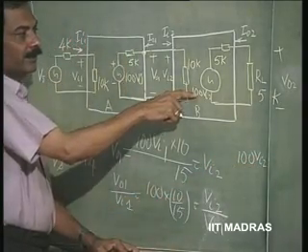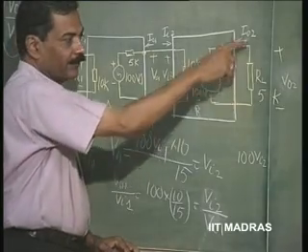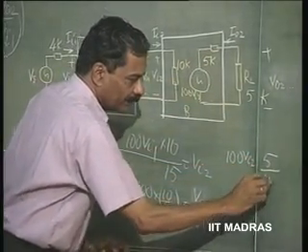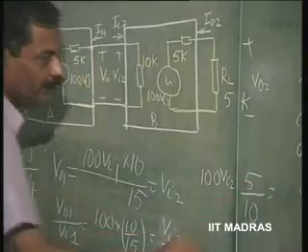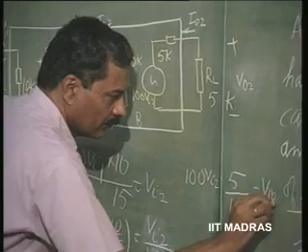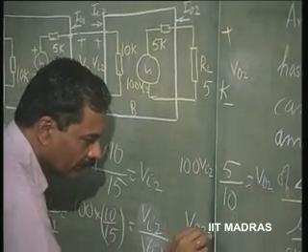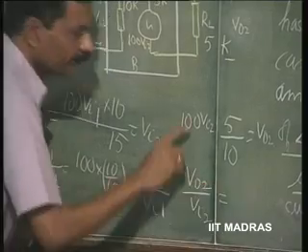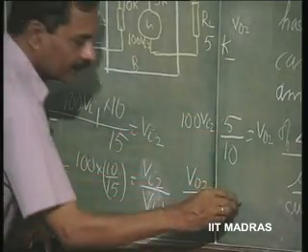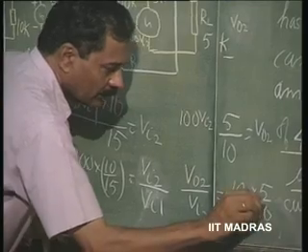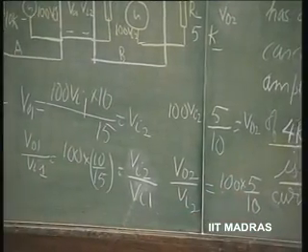Out of which only a portion appears here, 5k and 5k. So, 5 divided by 5 plus 5, which is 10, is going to be equal to V naught 2. Once again, V naught 2 divided by V I 2 is equal to 100 into 5 by 10. So, now we are in business.